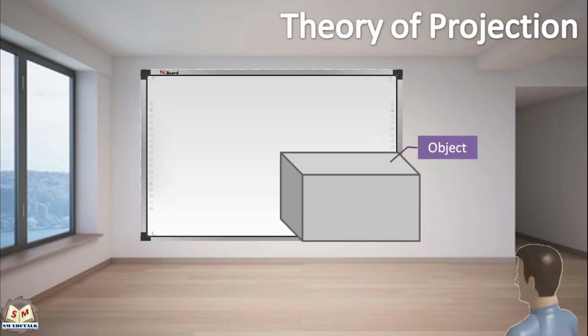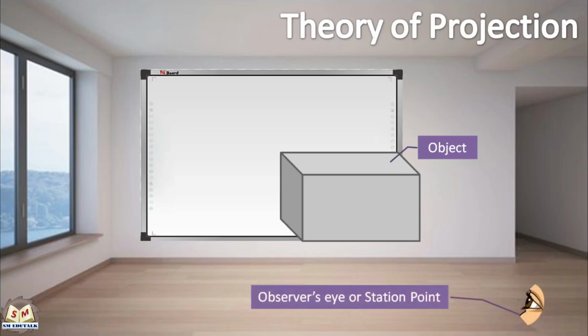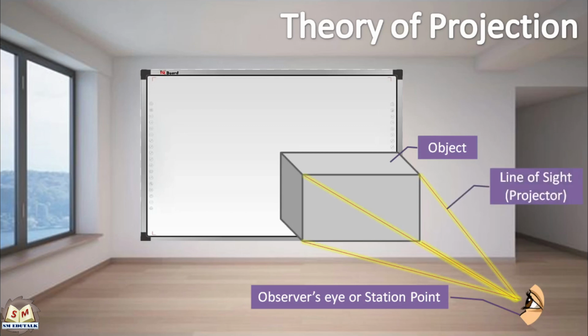There is a person standing in one corner of the room and observing the object. We can name him the observer. Now, what you are seeing is the observer's eye. It is also termed the station point. When the observer is looking at the object, his eye and the object's boundary are connected by imaginary light rays. They are called lines of sight or projectors. These light rays fall on the whiteboard after touching the object's boundary.